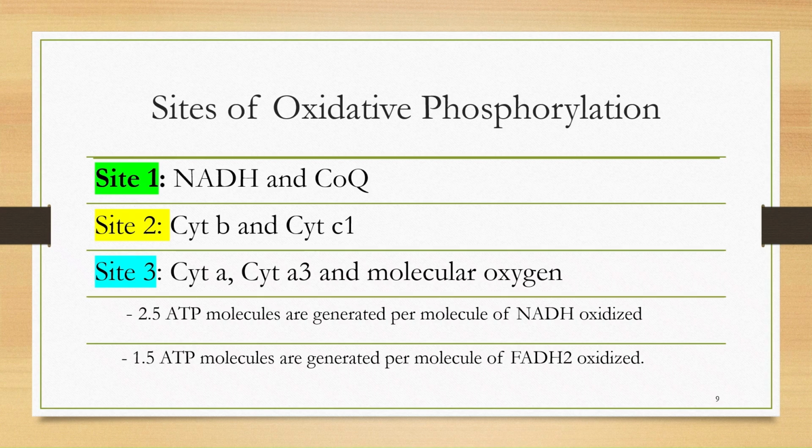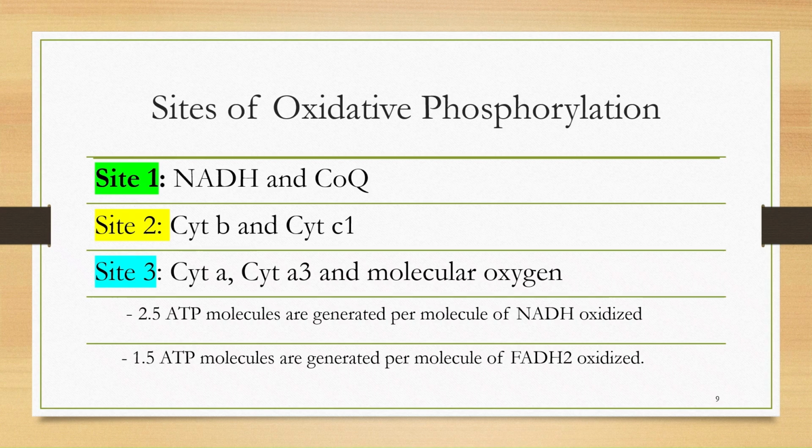We see site 1, which is NAD and coenzyme Q. So when NAD is giving its electrons to coenzyme Q, there is a pumping of protons. Site 2 is cytochrome B to cytochrome C1. Cytochrome B in complex 3 is giving its electron to cytochrome C1, still in complex 3. Free energy is released that causes pumping of protons into the intermembrane space from the matrix.